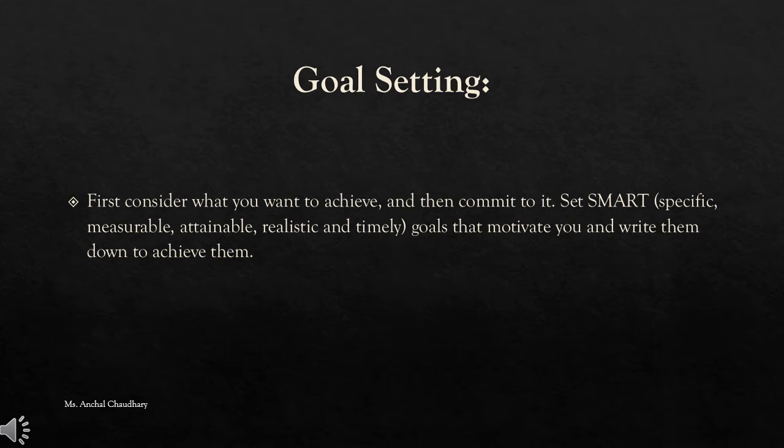Next is goal setting. What is goal setting? Firstly, you have to consider what you want to achieve and then commit to it. Then you have to set SMART goals that motivate you and write them down to achieve them. So SMART here stands for specific, measurable, attainable, realistic, and timely. So your goal should be SMART. So what is goal setting? Basically, goal setting involves the development of an action plan designed to motivate and guide a person or group towards a goal. So you have to write down an action plan on which you are going to work in future, and that will be helpful in the achievement of your objective.